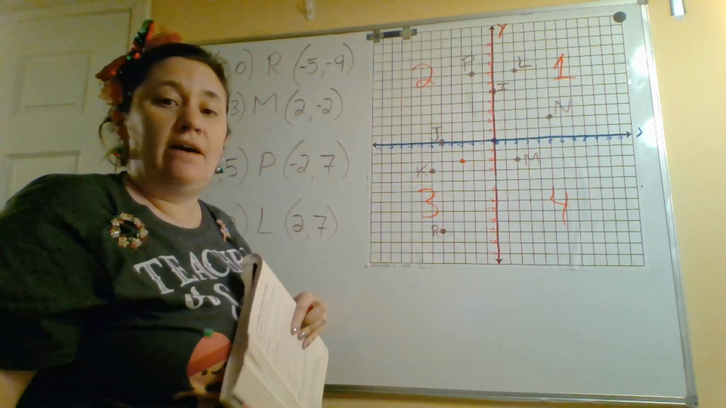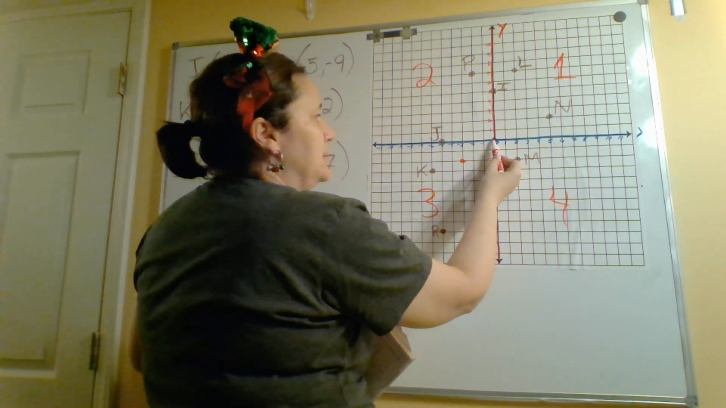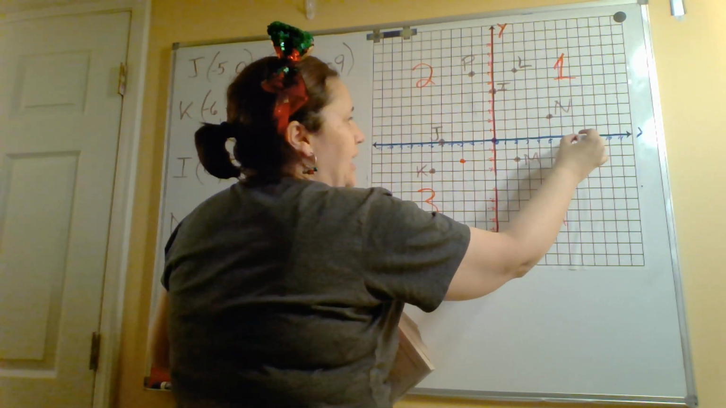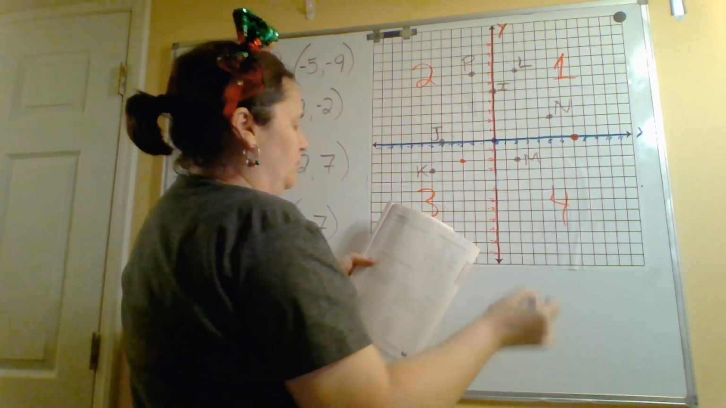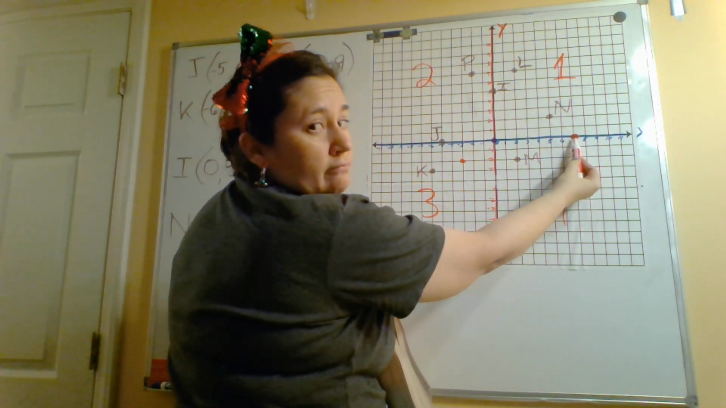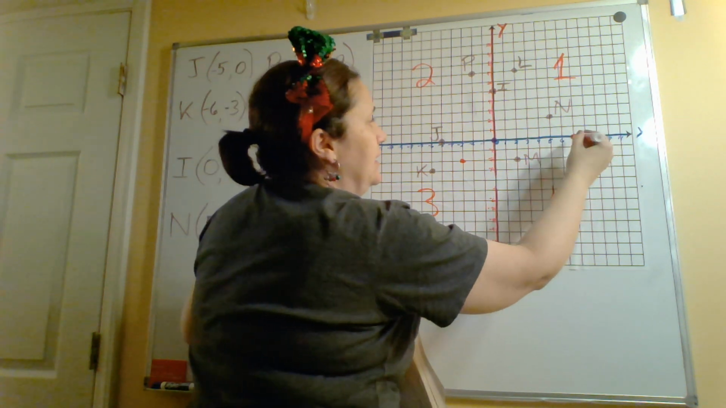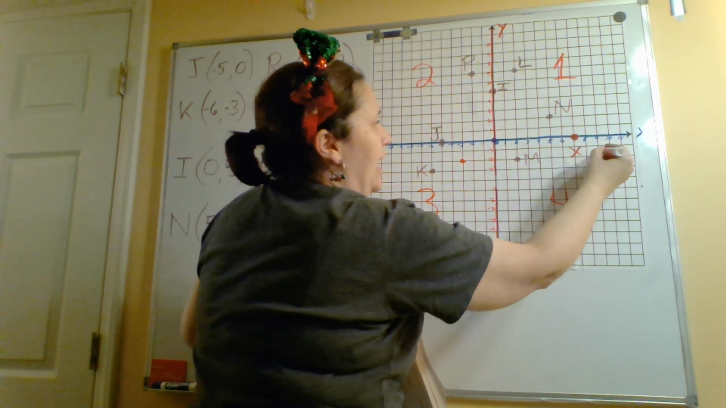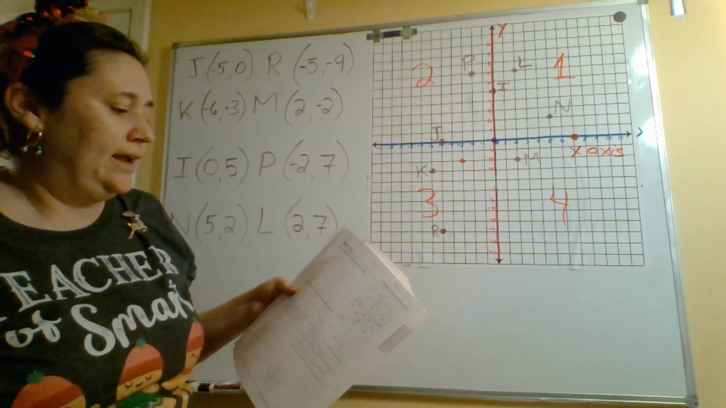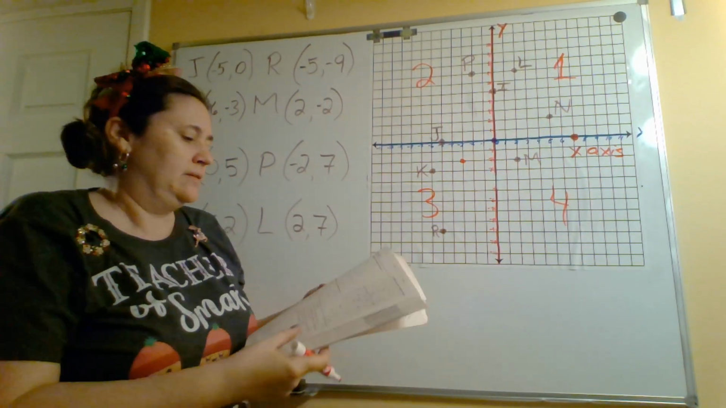Number 10 is 7, 0. 7, 0 means go to the right 7. Don't go up or down. This is the point for number 10. What quadrant is it in? It's not in a quadrant. It is on the x-axis. That's how you would answer number 10. You would say it's on the x-axis.